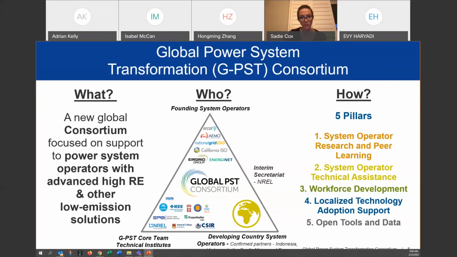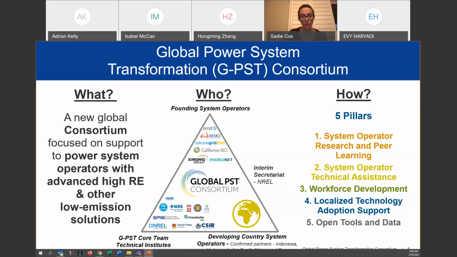And in addition to the core team and FSOs, we're also partnering with 10 developing country system operators to support them in advancing power system transformation. Many of them will also be serving as leaders for peer learning in particular regions. We have official partners listed here, which include system operators in India, Indonesia, Vietnam, South Africa, and Peru. Today we'll of course be hearing from our partners at PLN on the work that they're doing on their control room upgrade for the Java-Bali grid.